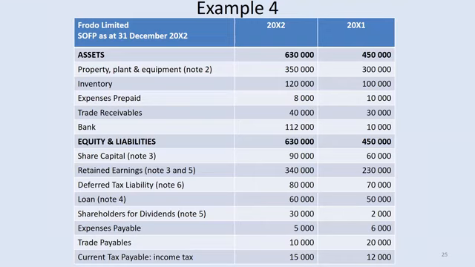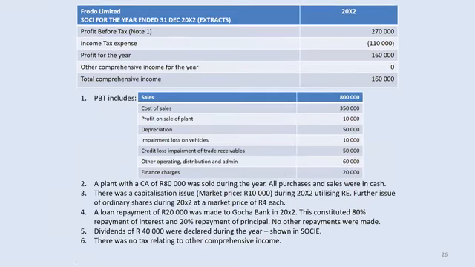We then have our equity and liabilities, quite a lot of which will form part of our financing. The only parts that will possibly be part of operating are those short-term or current liabilities. So share capital, retained earnings, deferred tax liability, our loan. We've got shareholders for dividends, expenses payable, trade payables, and current tax payable. And so a nice large variety for us of different topics that are all included within a single question.